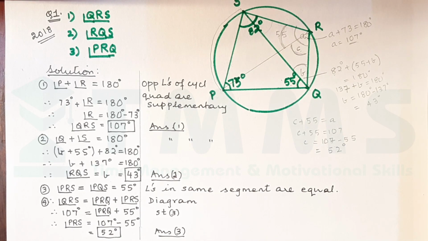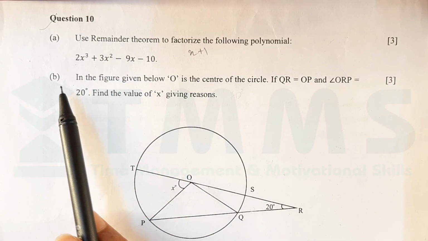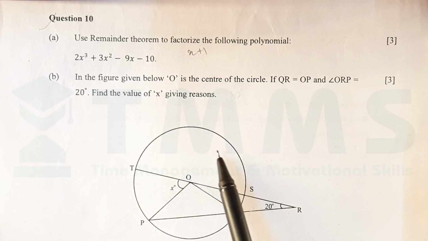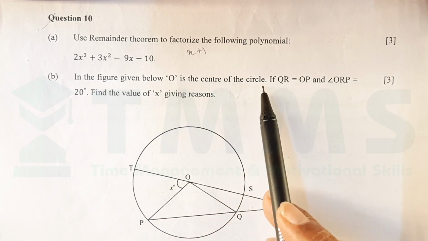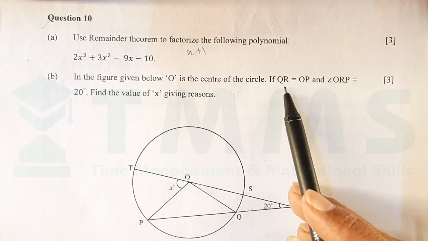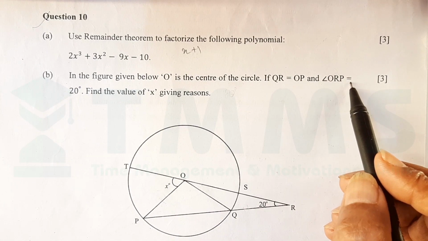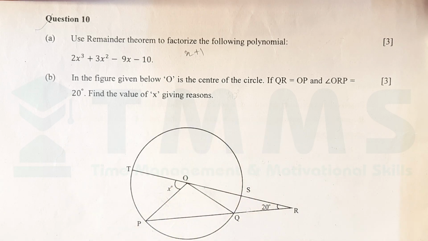Let us look at another question from the same paper. This one is from question 10B. So it is from section 2. This is a choice question. But still we have in the figure, O is the center of the circle and QR is equal to QP and angle ORP is equal to 20 degrees. Find the value of X giving reason.